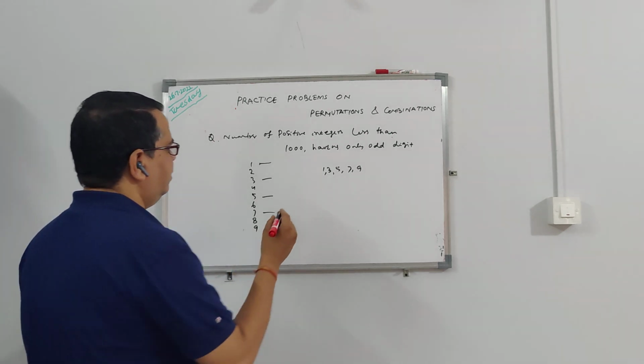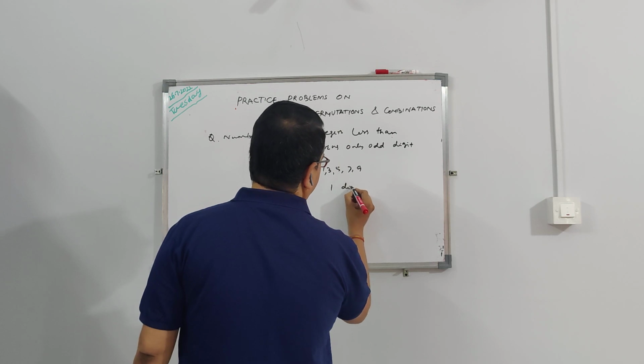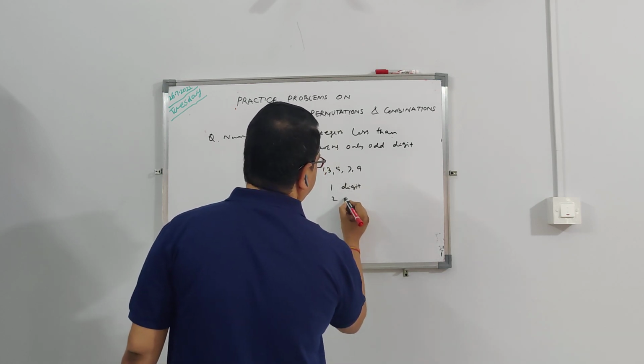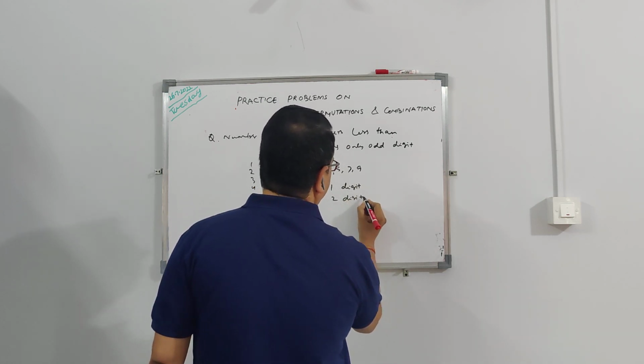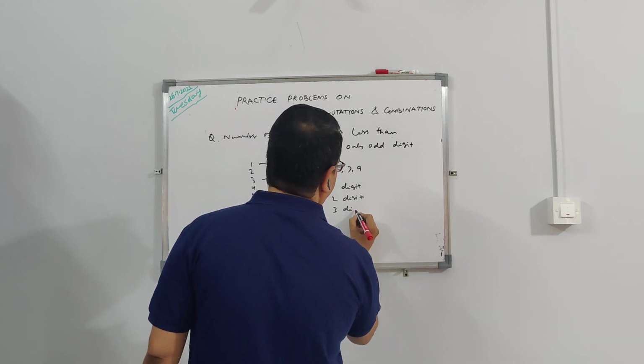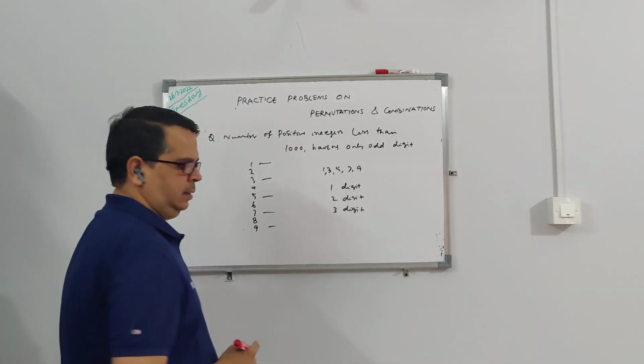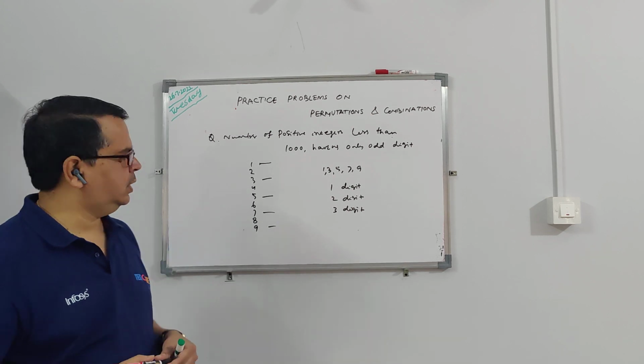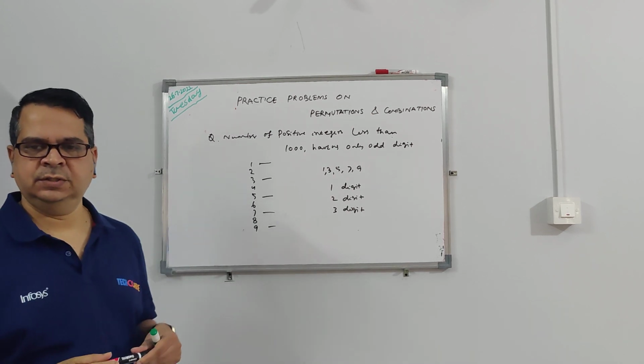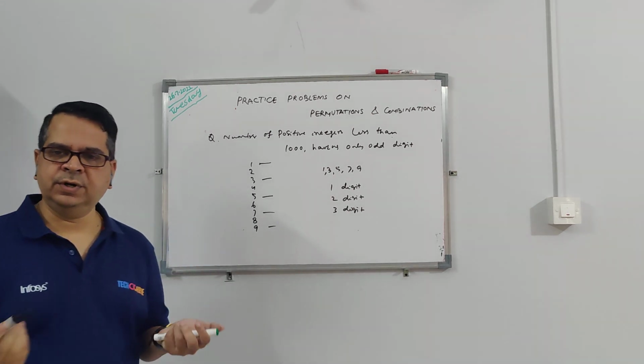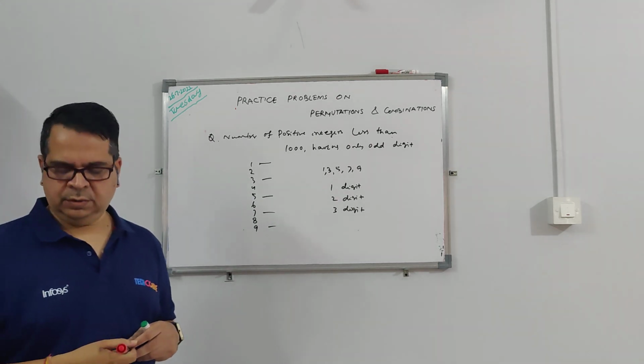So less than 1000. I can have a one digit number, I can have two digit numbers, I can have three digit numbers. Less than 1000 means I can have only this much. If I have a four digit number, it will become more.